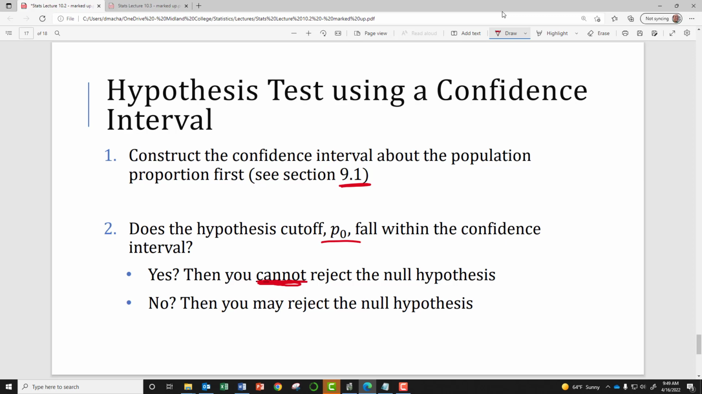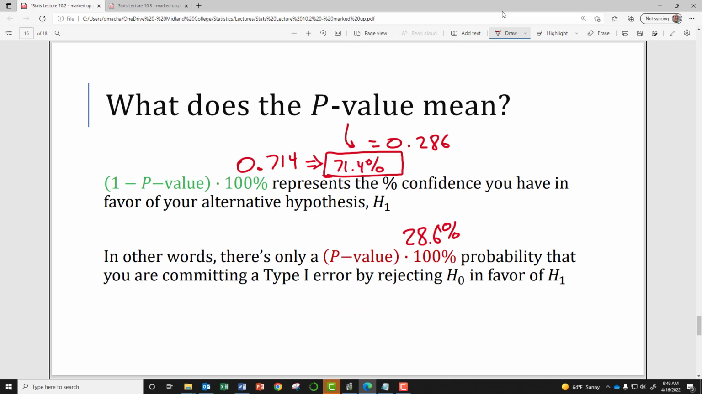The benefit of doing a hypothesis test with a p-value is that after the hypothesis test, after we say yes or no, we also happen to know the exact percent confidence that we have in favor of our hypothesis. And so there's a benefit to doing it both ways.